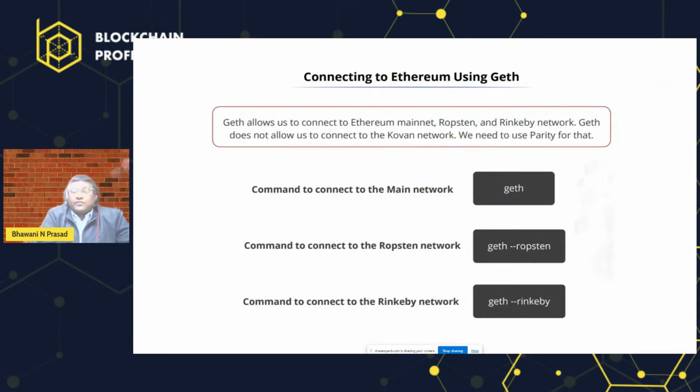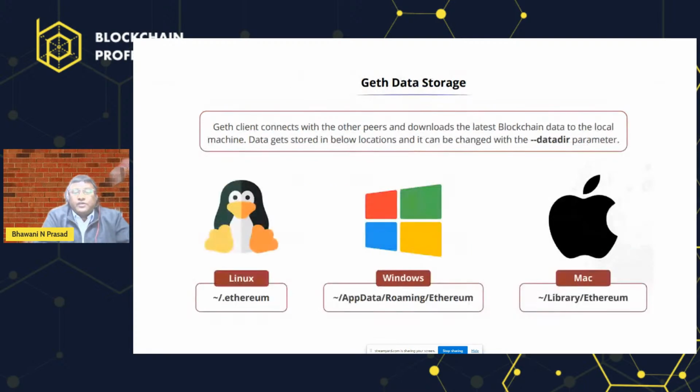Next, how to connect to Geth. There are commands like geth. The geth command connects to the main network. Geth allows you to connect to the Ethereum mainnet, Ropsten, or any other main, test or private network. And the command to connect to Ropsten is again geth --ropsten, or Rinkeby. So these are very simple commands you can use to connect.